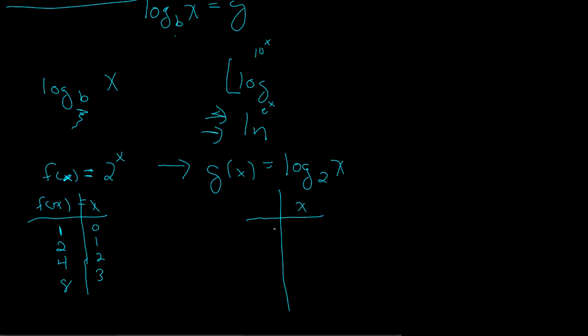If I put 1 into here, 0 pops back out. Oops, this is g of x. Writing on this tablet is killing my hands slowly. So if I put 1 into here, I get 0 back out. If I put 2 into here, I get 1 back out. If I put 4 into here, I get 3 back out. Wait, 4 gives 2 back out. So this function reverses this function.